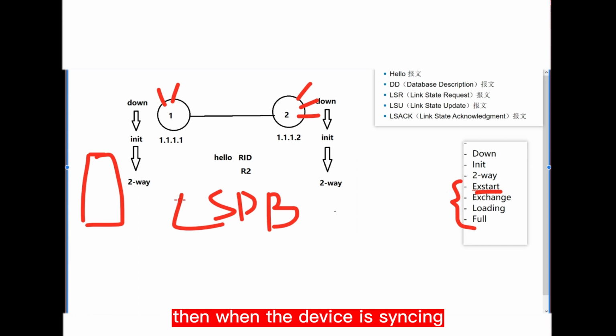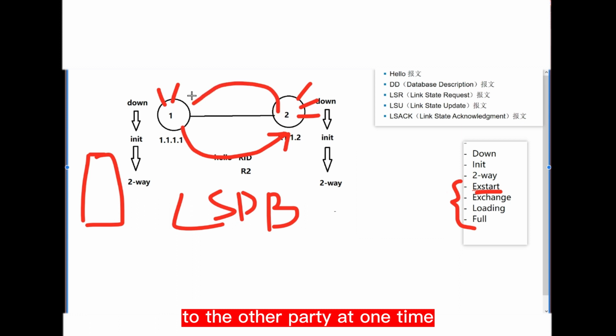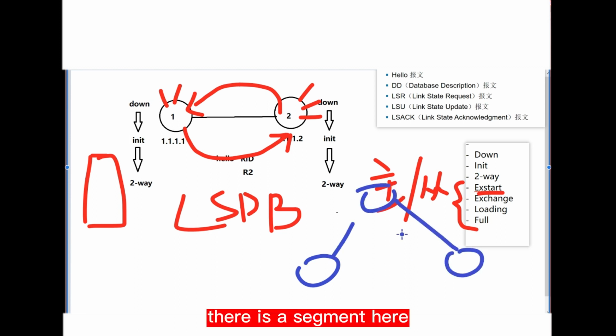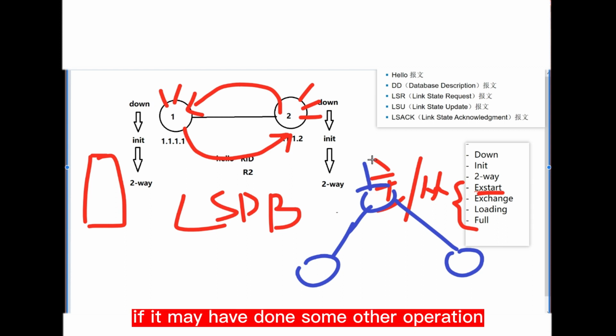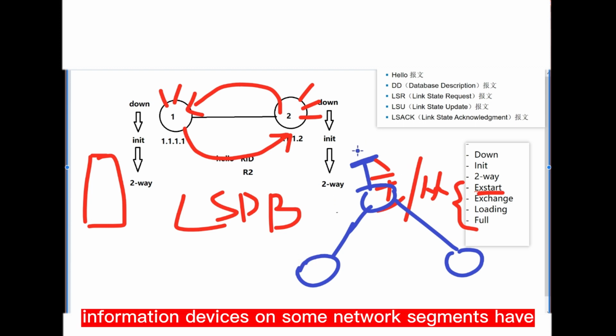Then when the device is syncing, the device will not send all the information to the other party at one time. You have to think about a problem. Let's say this is R1. This is R2. There is a segment here. If it may have done some other operation on the device, as a result, some network segments' information is on the devices.